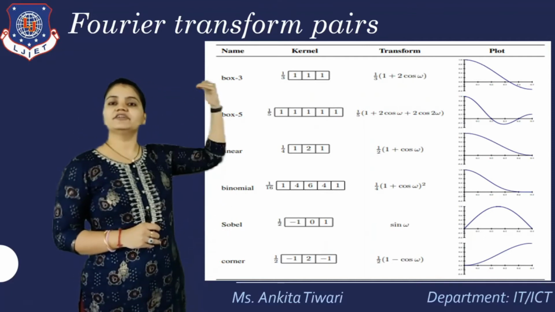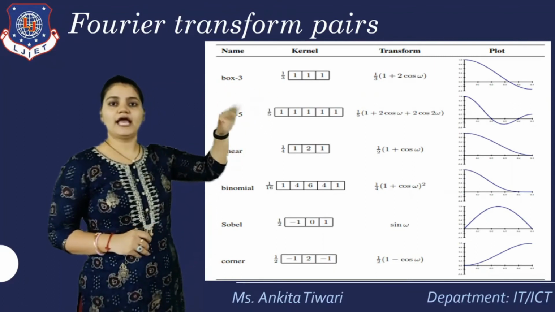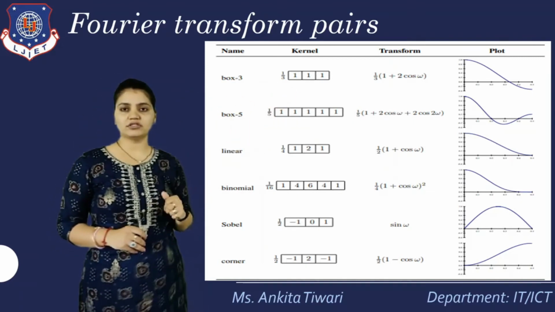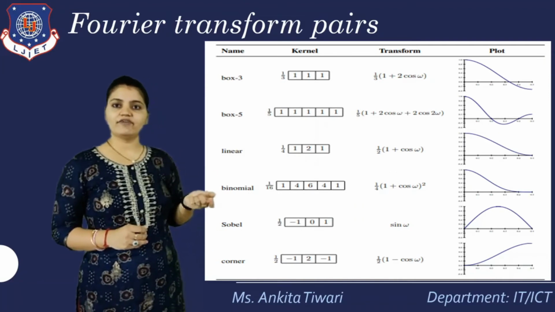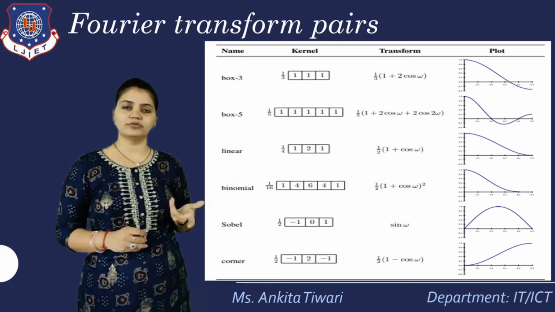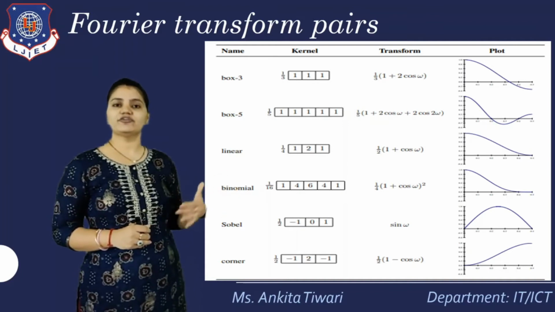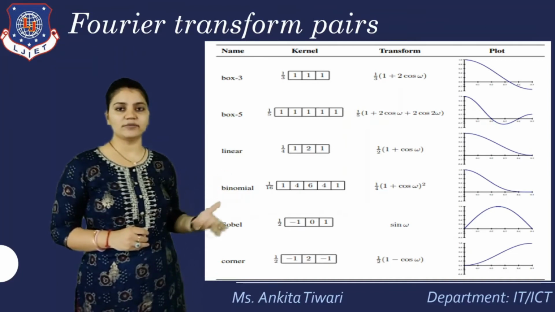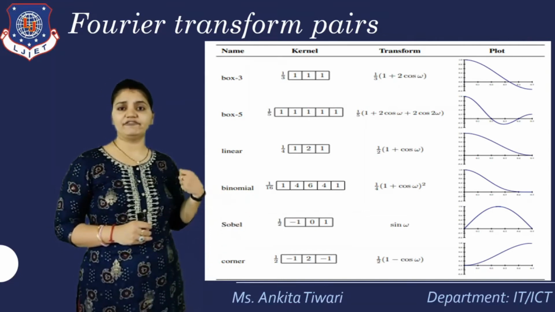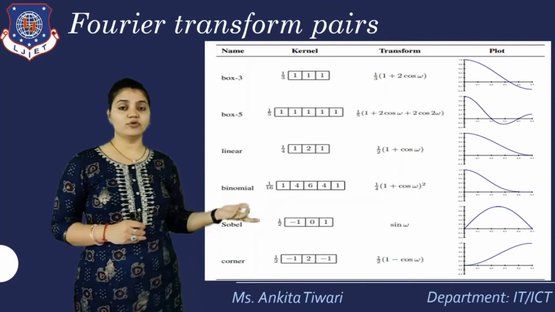With respect to that, we have box 3, meaning a 1 by 3 proportion of the data defined in the kernel, so this formula is given as 1 by 3 into 1 plus 2 cos w. The same for box 5, 1 by 5, taking five values, 1 by 5 into 1 plus 2 cos w plus 2 cos 2w. Then we have linear, 1 by 4, 1 2 1, and linear means 1 by 2 into 1 plus cos w. Then binomial, 1 by 16 with the five values, and the function is 1 by 4 into 1 plus cos w whole squared.